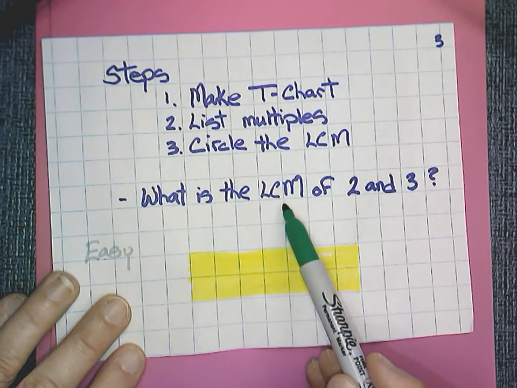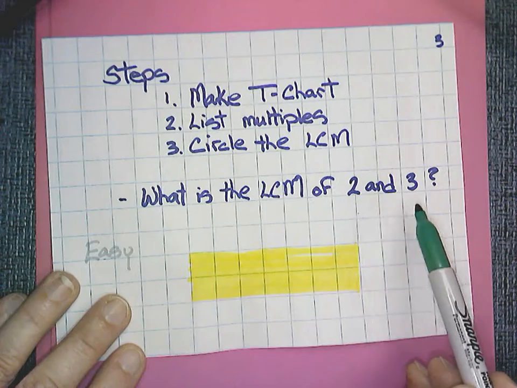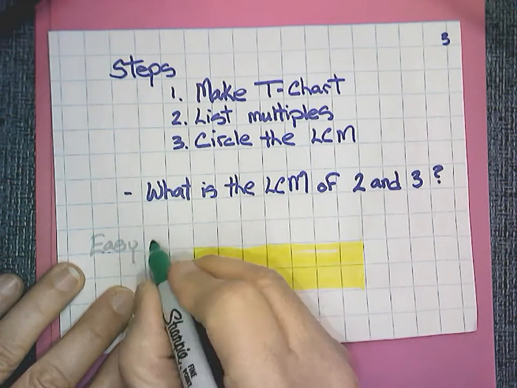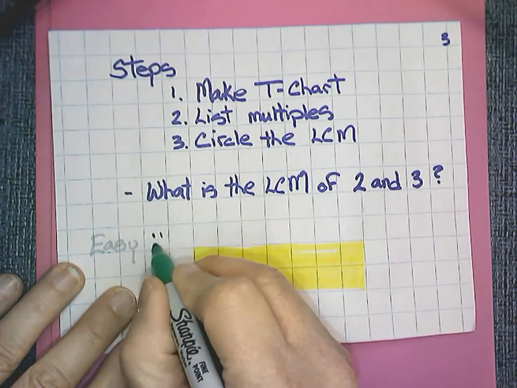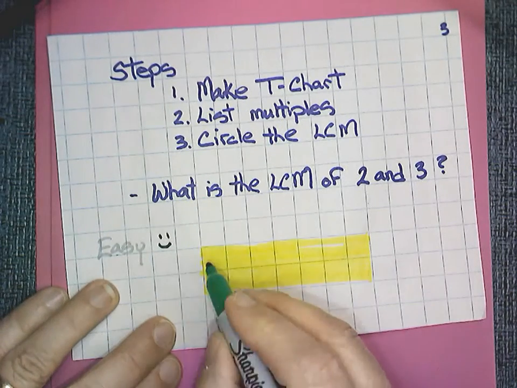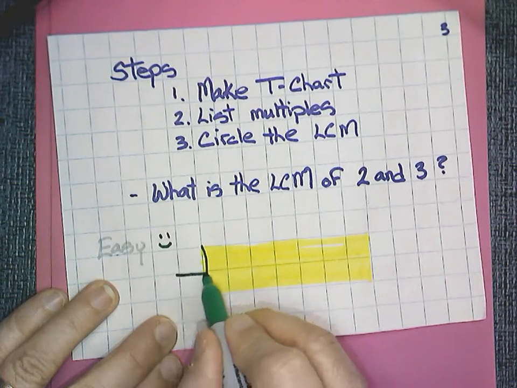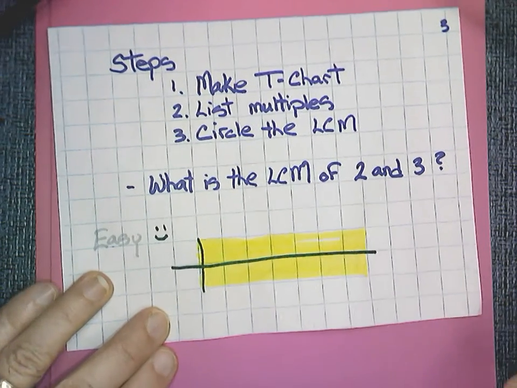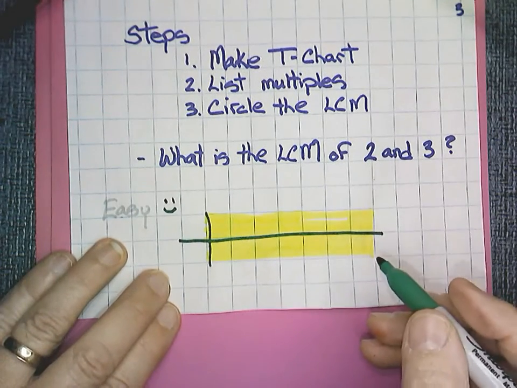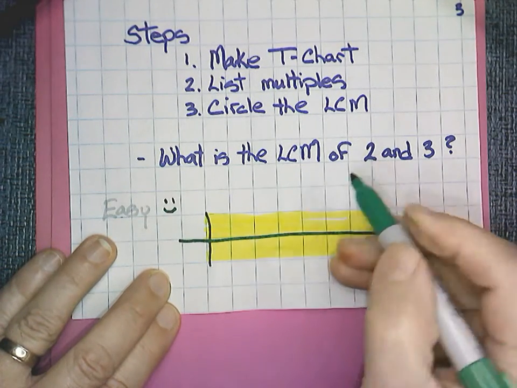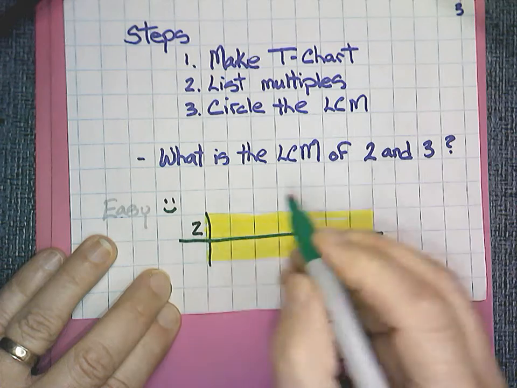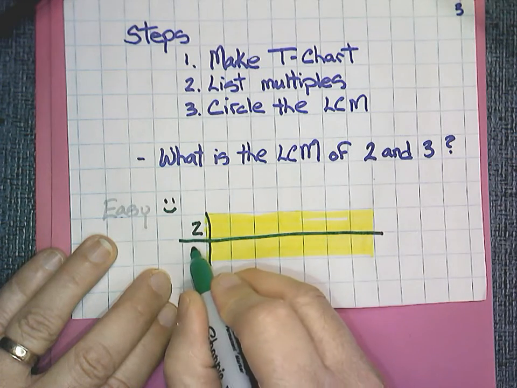What is the least common multiple of 2 and 3? Well, this is a nice, easy example. So we would just make a t-chart. Just helps for organization. It's not really a rule, but it just helps to keep things organized. And we're going to put the 2 and the 3.